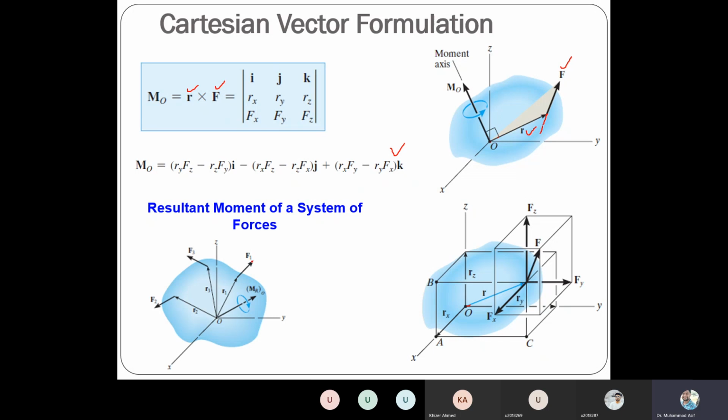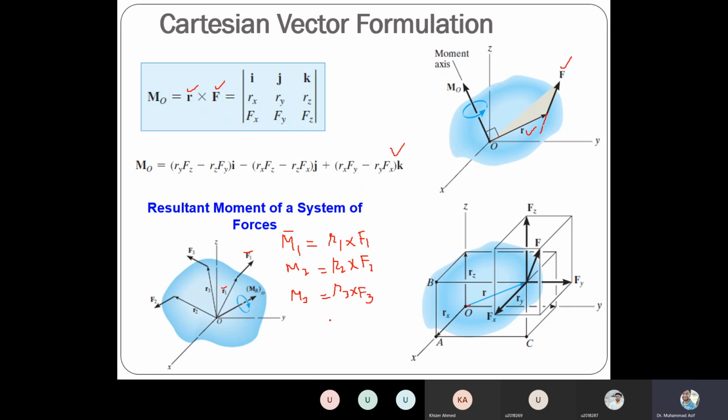Here we have 3 forces, so F1, this is R1, F2, this is R2, F3. All are in vector form. In 3D, r should be in vector form. So the first moment will be M1, which is a vector, equal to R1 cross F1. Similarly, M2 will be R2 cross F2. Similarly, M3 will be equal to R3 cross F3.